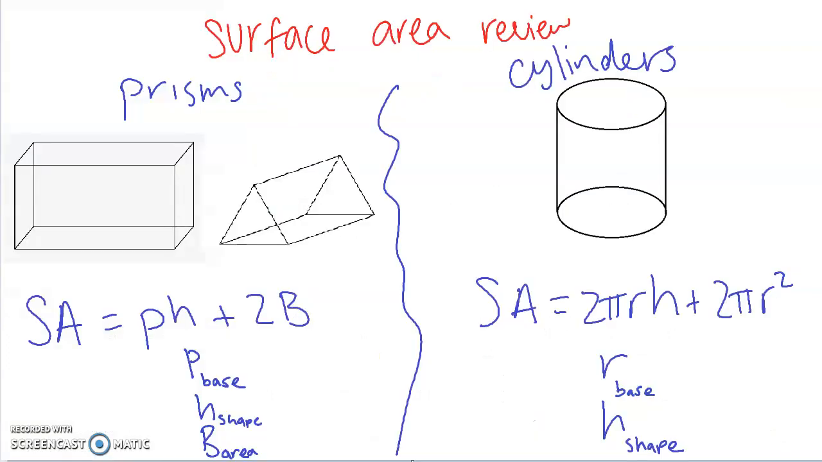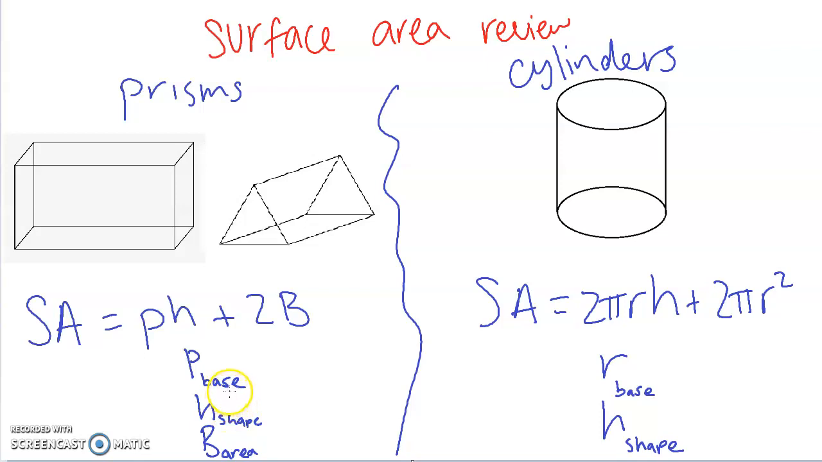Previously, we talked about the surface area of prisms and cylinders. Prisms were three-dimensional shapes that had two bases. The bases were always parallel to each other. In this case, we had a rectangular prism. We also had triangular prisms. We found the surface area by using this formula. The surface area is equal to the lateral area plus 2 times the area of the base. The lateral area for any prism is the perimeter of the base times the height.